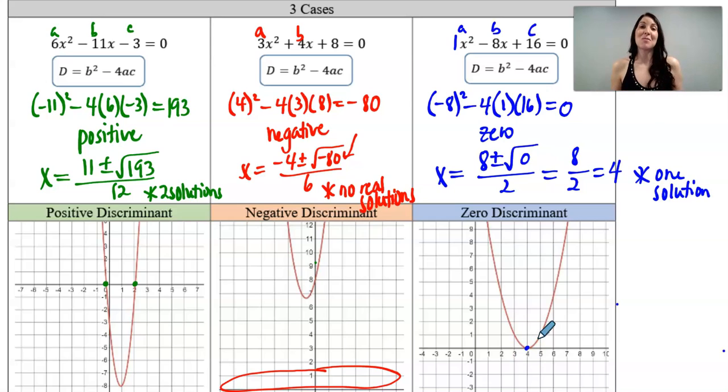And that's what the discriminant is. b squared minus 4ac. The discriminant could be positive and give me two solutions or two x-intercepts when I graph that parabola. The discriminant could be negative and give me no real solutions, which means you have no x-intercepts on the parabola. Or that discriminant could be 0, in which case you would have one real solution or one x-intercept for that parabola. I hope you found this video useful to help you learn about the discriminant.